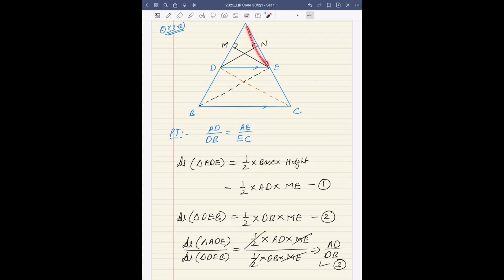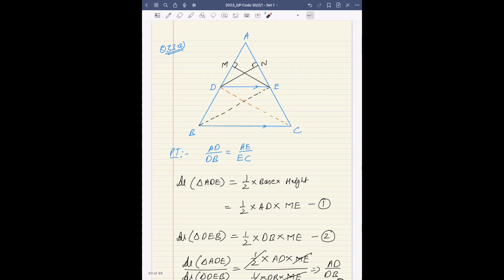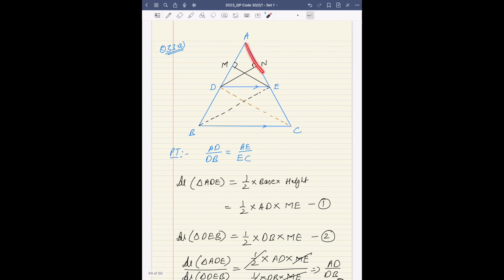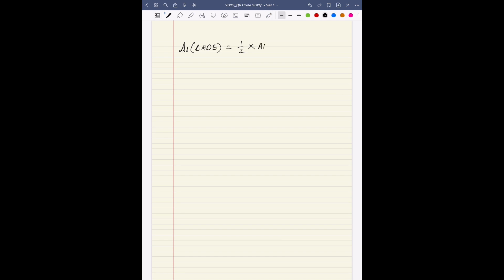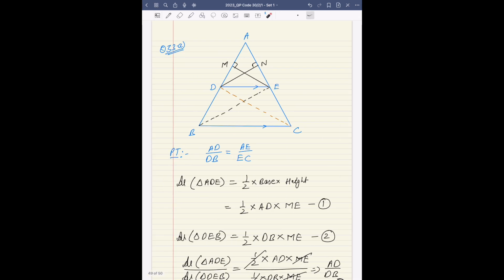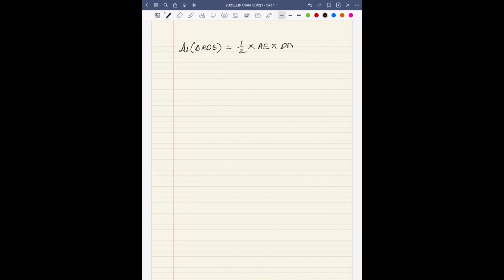Now let's move to the right hand side. So we need AE and AC. So again we will find the area of triangle ADE, but this time the base will be AE and hence the height will be DN. Okay, so area of triangle ADE is equal to half into base into height. What is the base? Now we'll take AE, because we need to include terms on the right hand side. And what is the perpendicular height? DN. So write it, call it equation 4.